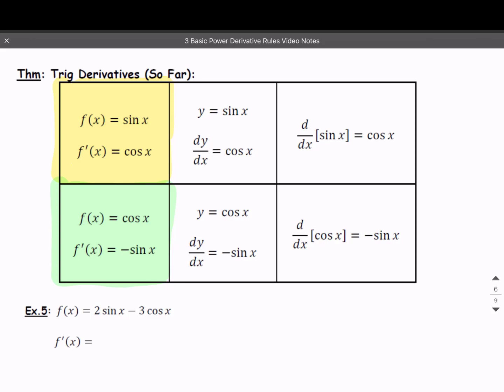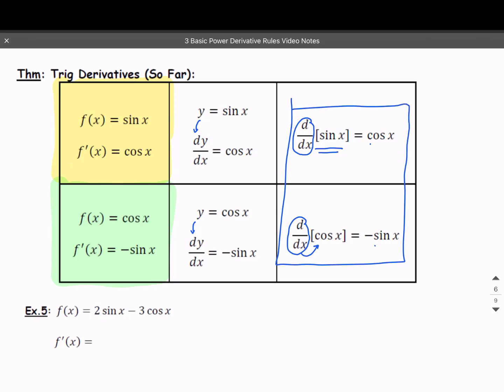And remember, the other things that are written here, it's just if the name of the function is y, then the derivative is dy dx. And also, in case it's written as the derivative with respect to x of sine x, you get cosine x. And the derivative with respect to x of cosine x, you're going to get negative sine x. If you prefer this notation to help you remember them because it's shorter, go for it. Whatever works for you.